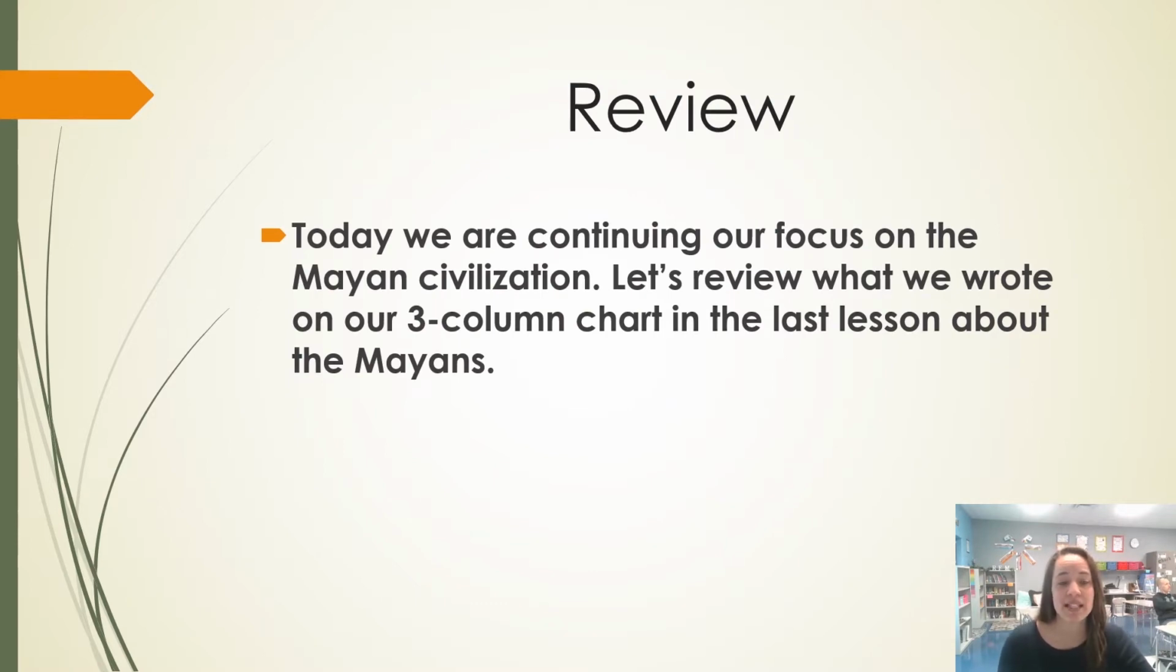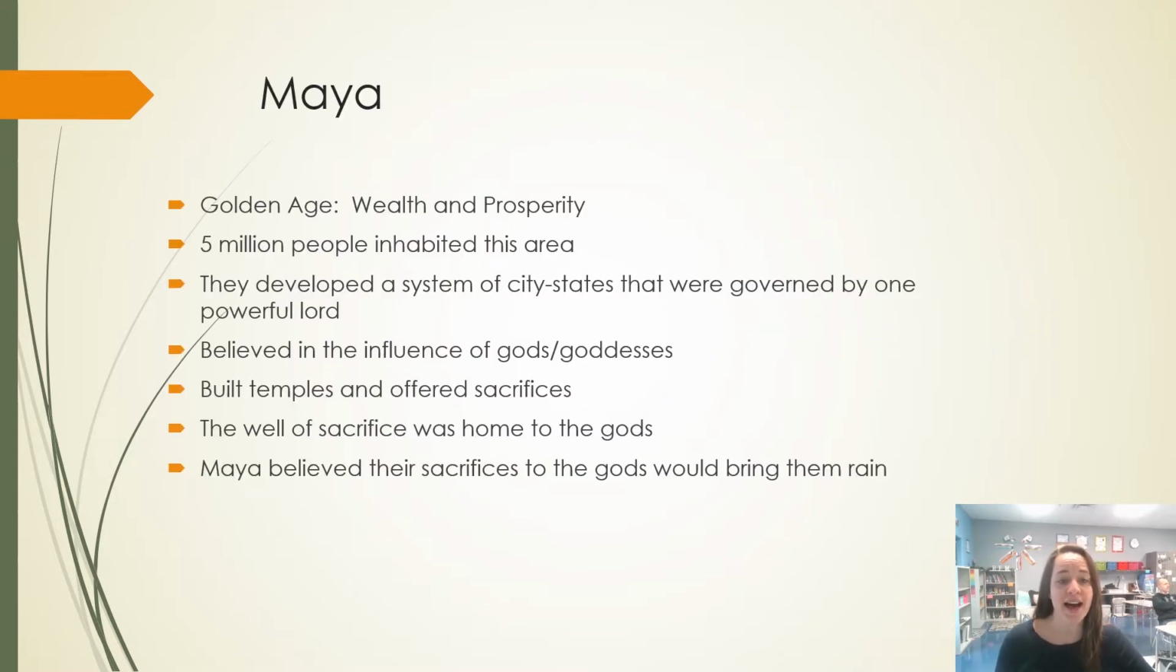Let's review. Today we are continuing our focus on the Mayan civilization. Let's review what we wrote on our 3-column chart in the last lesson about the Mayan. On your chart, you should have Golden Age, wealth and prosperity. 5 million people inhabited this area. They developed a system of city-states that were governed by one powerful lord. They believed in the influence of gods and goddesses. They built temples and offered sacrifices. The well of sacrifice was home to the gods. And Maya believed their sacrifices to the gods would bring them rain.